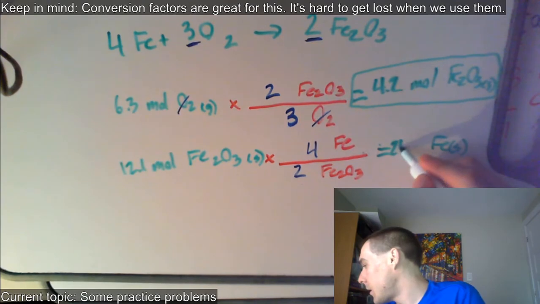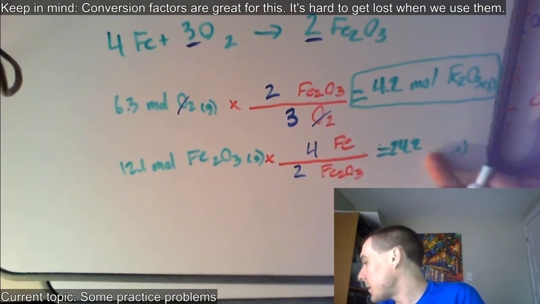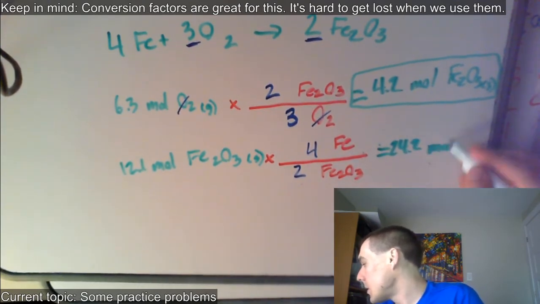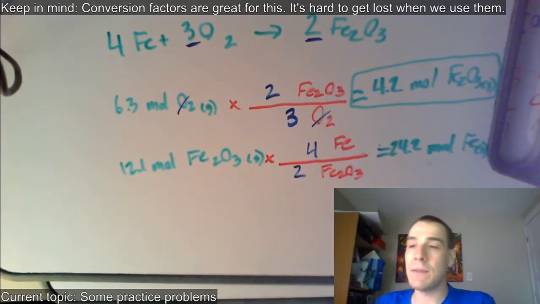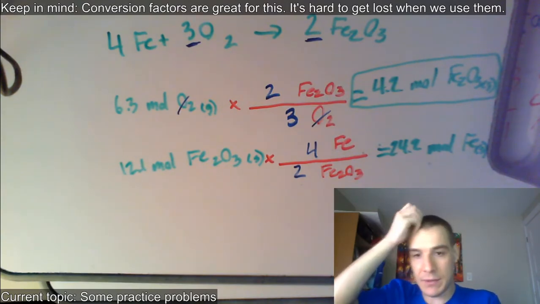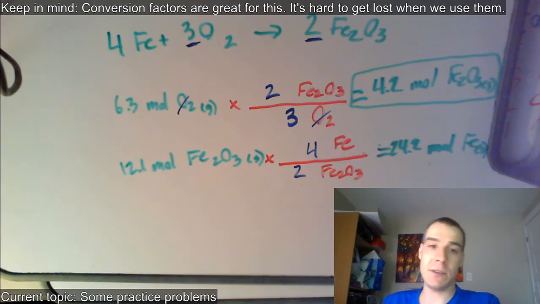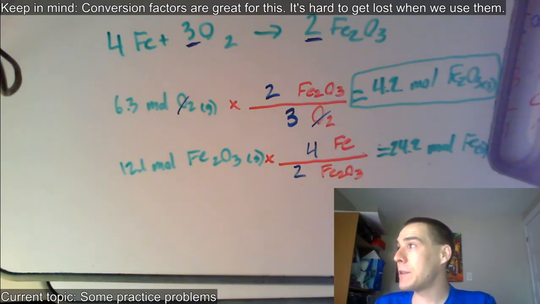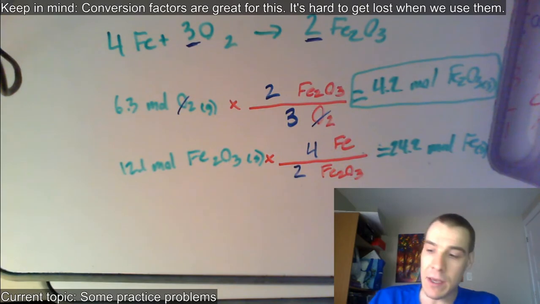And it's not just 24.2, it's 24.2 moles of iron. Remember, it's like 24.2 billion. If you just write 24.2 without the moles, it's like saying that Jeff Bezos has $122 instead of $122 billion. So 24.2 moles of iron is created there. So there's a practice problem.